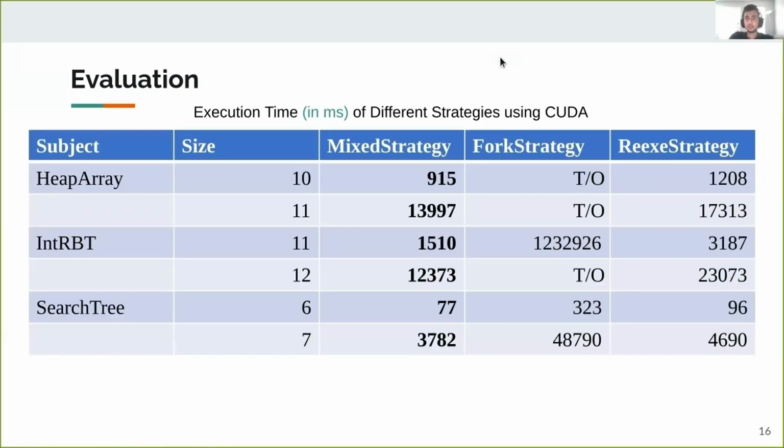This table compares MixedStrategy to both fork and Reexe strategy for some of our test generation programs where MixedStrategy is effective. Compared to fork strategy, MixedStrategy is much faster and scales much better. This is due to fork strategy greatly overestimating the number of threads needed. Compared to Reexe strategy, we see that MixedStrategy is also faster. The reason for this is that MixedStrategy will only re-execute a smaller number of times when compared to Reexe strategy.